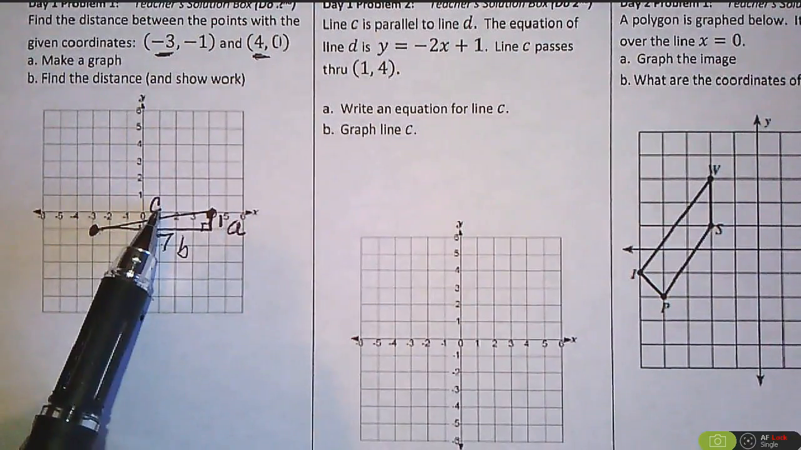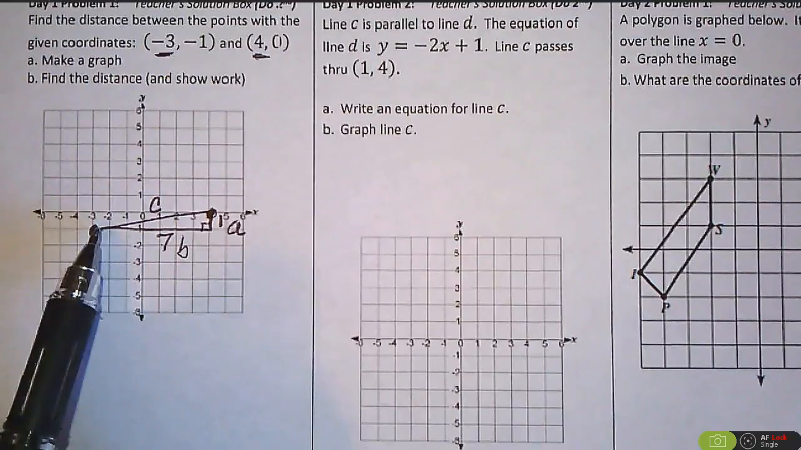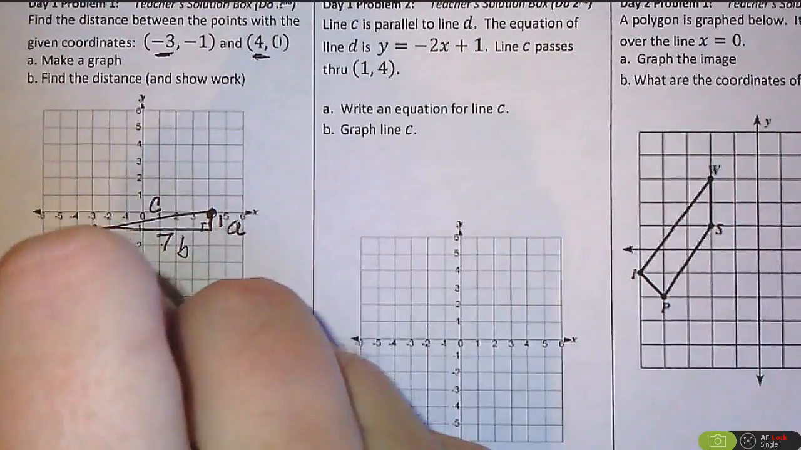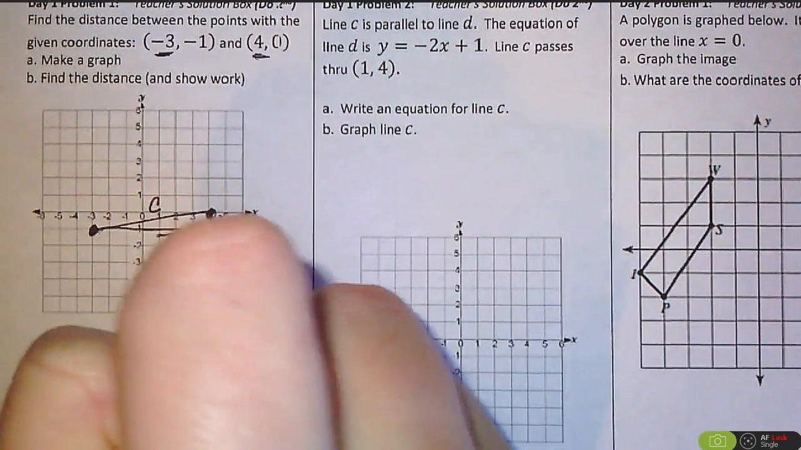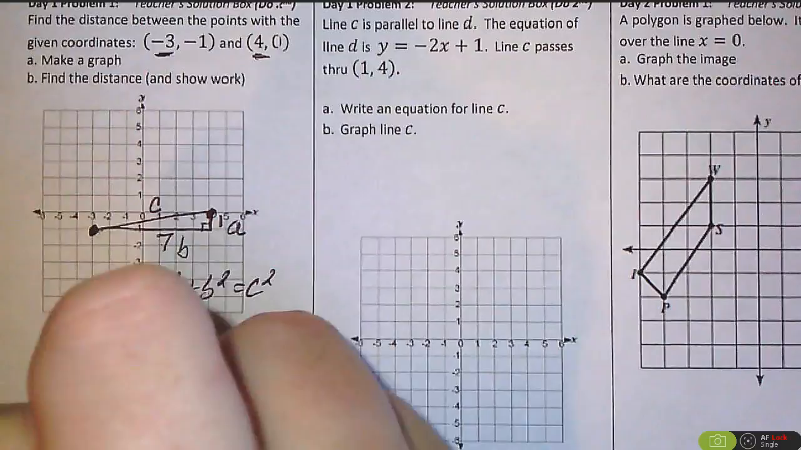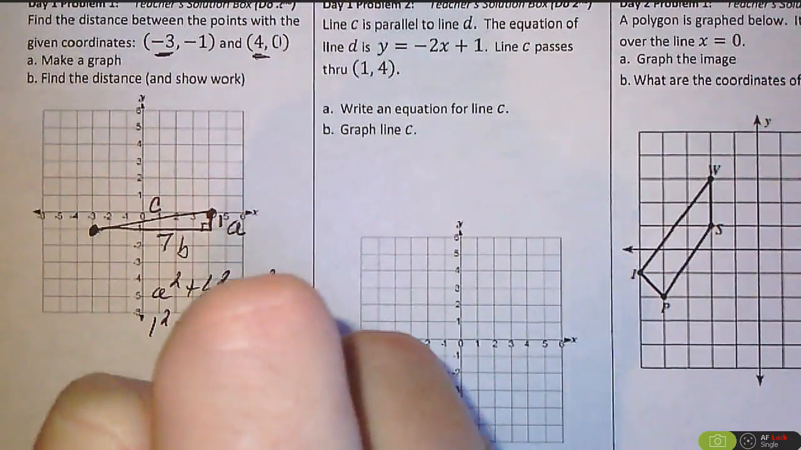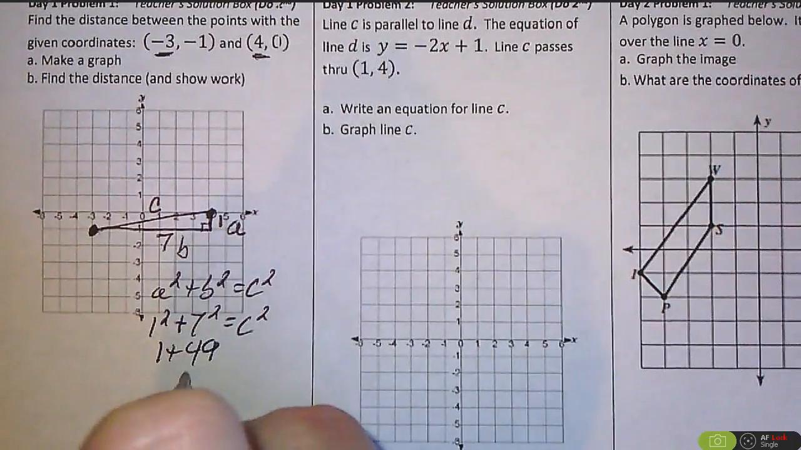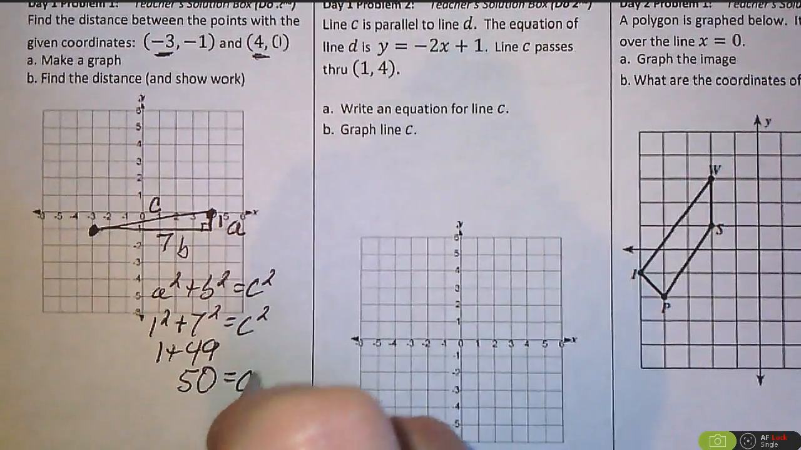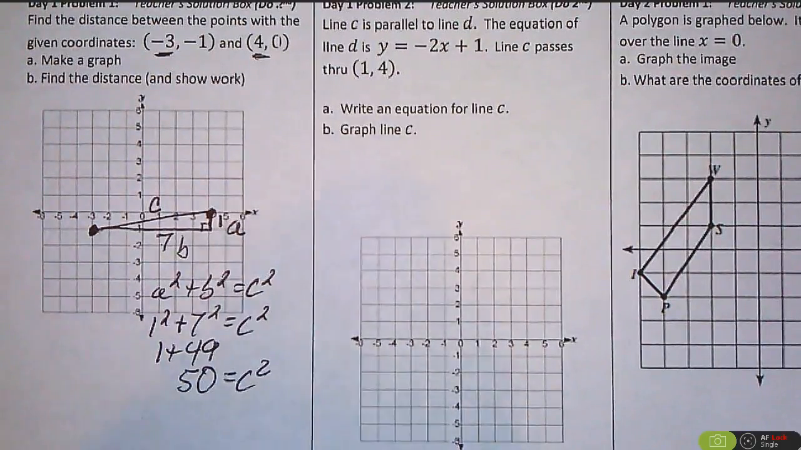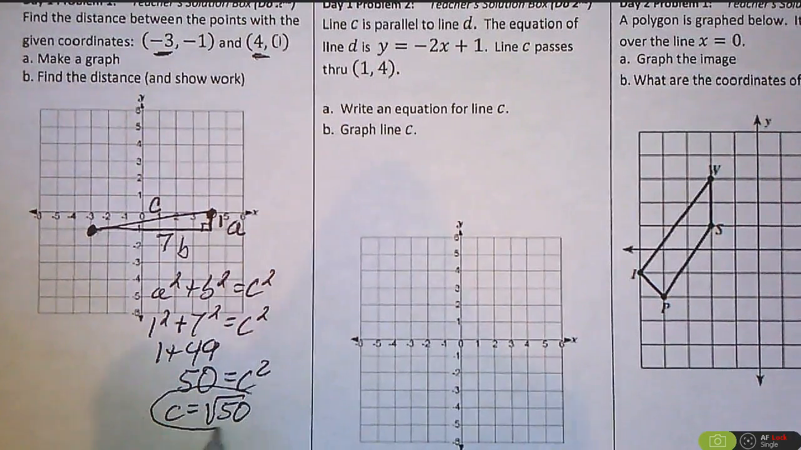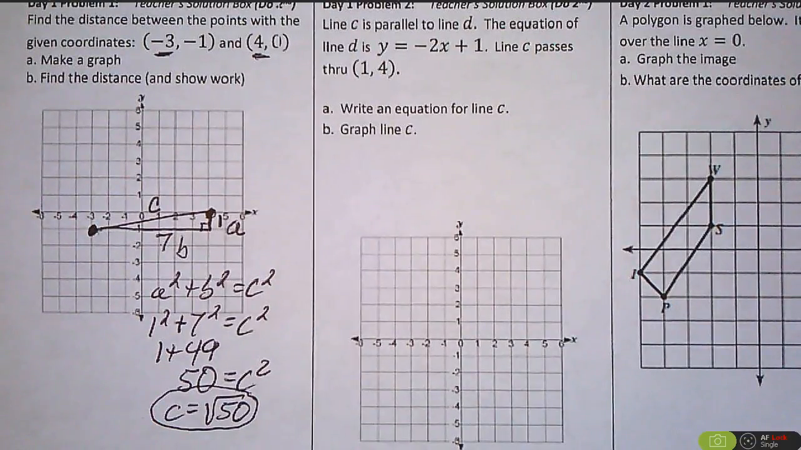Notice that when we solve for the hypotenuse, that's going to answer the question, how long is it from point to point? So let's use the Pythagorean theorem. A squared plus B squared equals C squared. 1 squared plus 7 squared equals C squared. This is 1 plus 49, which is 50, and that's equal to C squared. Final step, let's solve for C by using square root. So C equals the square root of 50. And that's how long it is from the one dot to the other dot.